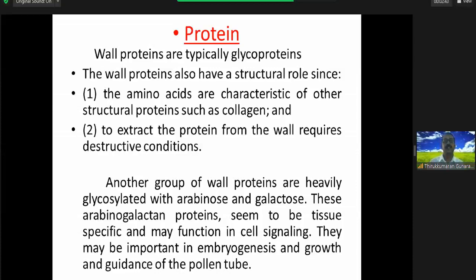The proteins are typically glycoproteins. I think you have studied this already. We will discuss it. These proteins also have structural roles, since the amino acids are characteristic of other structural proteins such as collagen. Later we will start. To extract the protein from the wall requires destructive conditions. If we have time today, we will study DNA, nucleotides, then how amino acids, proteins, enzymes, and the genome work.